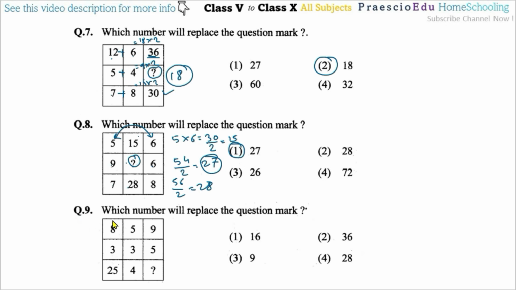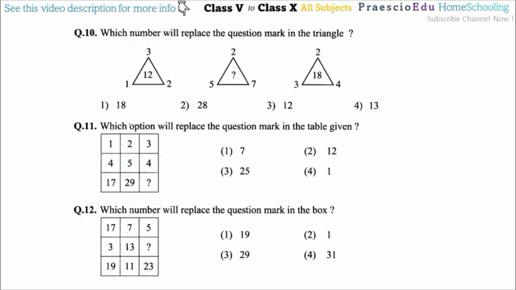Then question number 9. So the question mark is here. If you subtract 8 minus 3, we get 5, and the same number we multiply with itself, or we can say the digit squared, so we get 25, meaning 5 squared is 25. Likewise 5 minus 3 is 2, so 2 squared is 4. Then 9 minus 5 is 4, and 4 squared is 16. So 16, meaning option number 1, is the correct one.